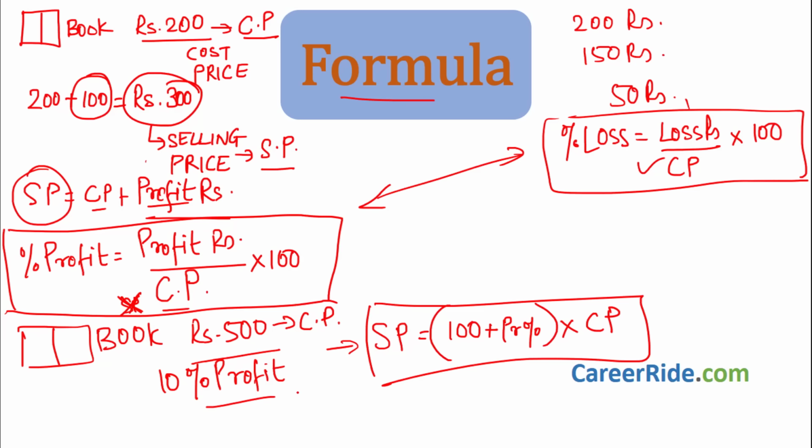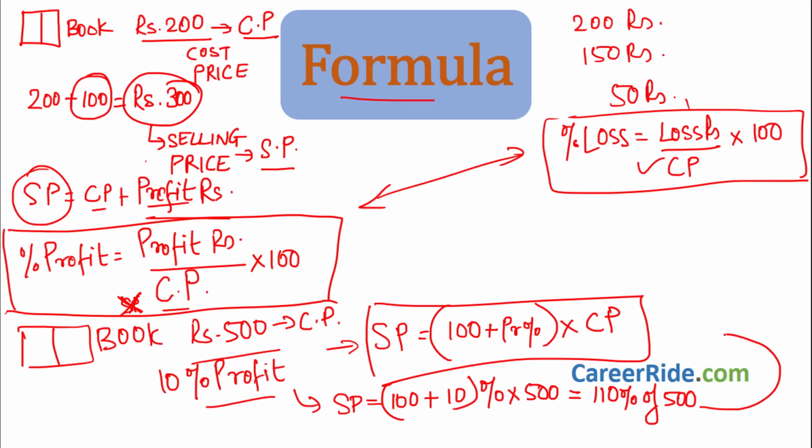Let's solve this. Now we want 10% profit. So what should be the selling price? 100 plus 10%. How much percent would it be? 110 multiplied by the cost price, that is 500. That would be 110% of 500.